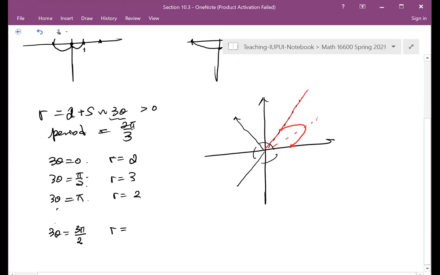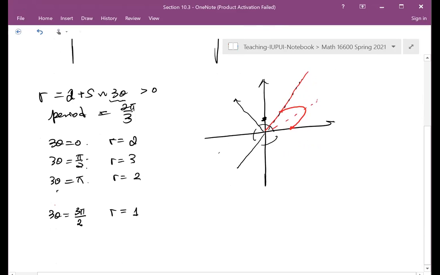So when it's 3 theta, then that's going to be 1. Then when 3 theta equals 2 pi, then sine is going to be 0, and it's going to be 2 again. Okay, so that is a picture.